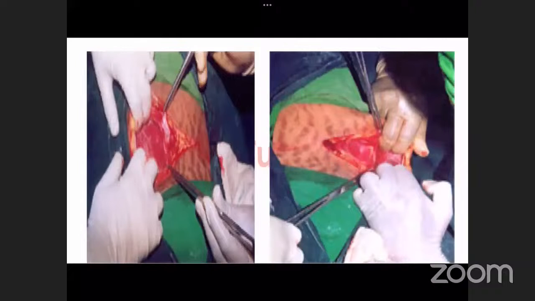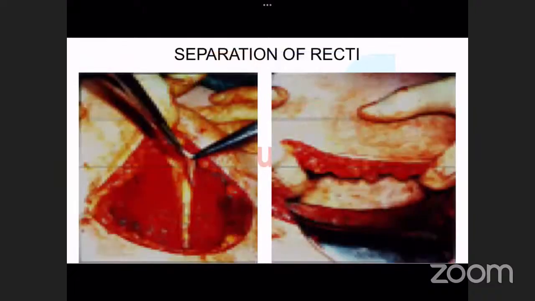Okay, so this is a low transverse incision. The incision was made. Now this is separating the rectus sheath in the midline. This pale area is where the rectus muscles are separated. Next slide.